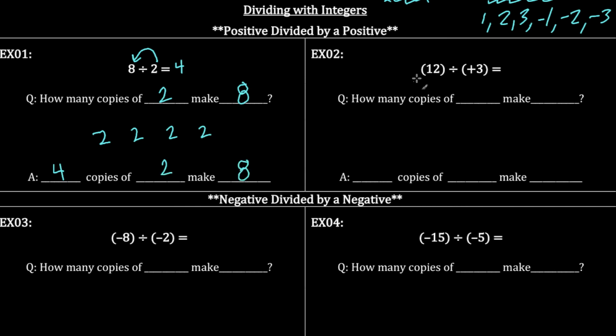Okay. So 12 divided by +3. So I like to draw the arrow. How many copies of 3 make 12? So 3, 6, 9, 12. So 4 copies of 3 make 12. Positives are easy because you've done this before. So 12 divided by 3 is 4.